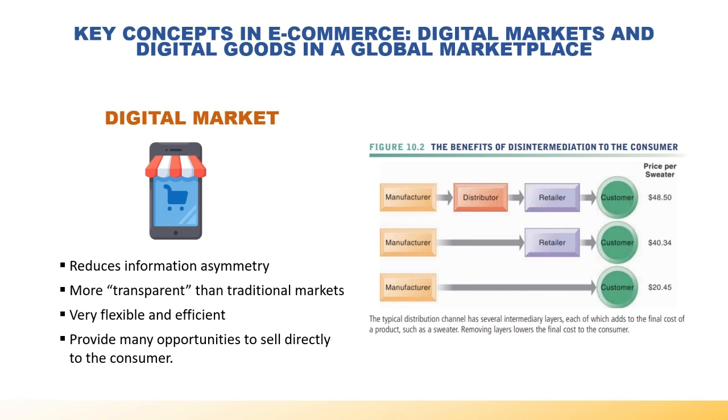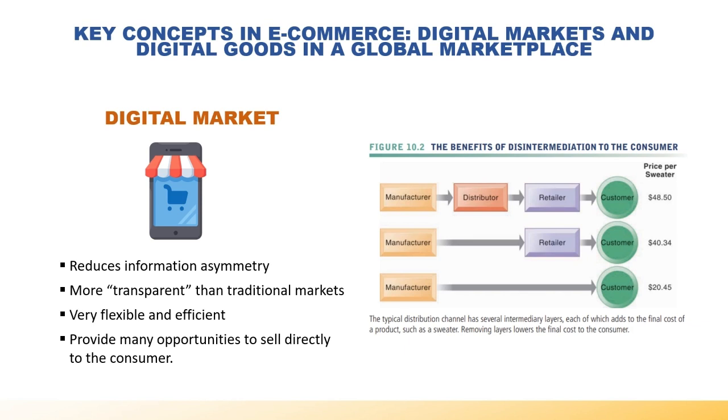Unlike a physical market, you cannot immediately consume a product, such as clothing purchased over the web, although immediate consumption is possible with digital music downloads and other digital products. Digital markets provide many opportunities to sell directly to the consumer, bypassing intermediaries such as distributors or retail outlets. Eliminating intermediaries in the distribution channel can significantly lower purchase transaction costs.